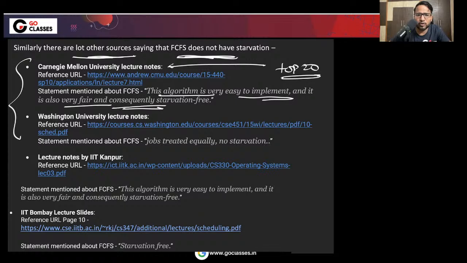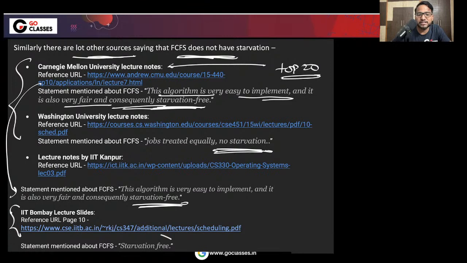Consequently, it is basically starvation free, right? So CMU is saying that it is starvation free. Washington University is saying it does not have any starvation. IIT Kanpur itself is saying that it is starvation free. I think they have copied the same line from CMU, right? The IIT Kanpur line and the CMU line seem the same. Similarly, IIT Bombay is also saying it is starvation free.